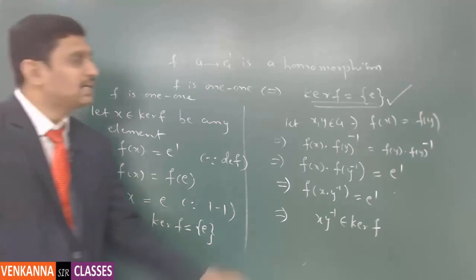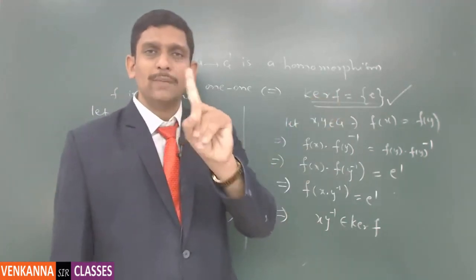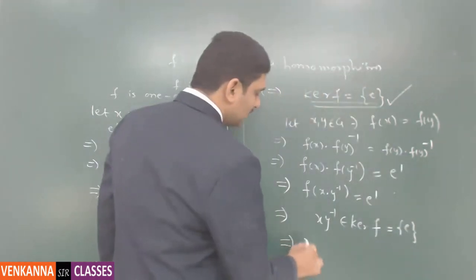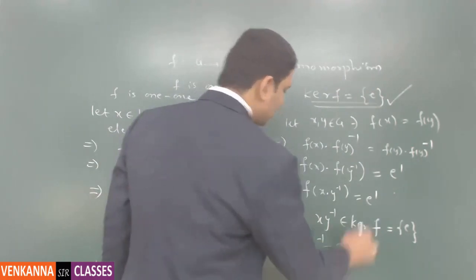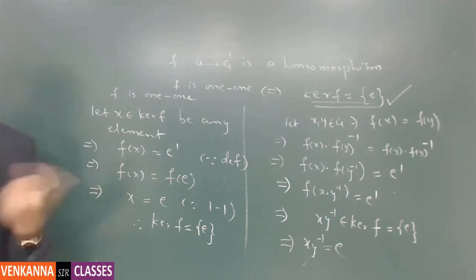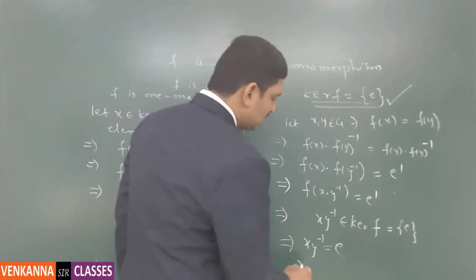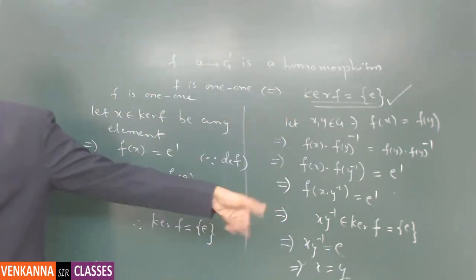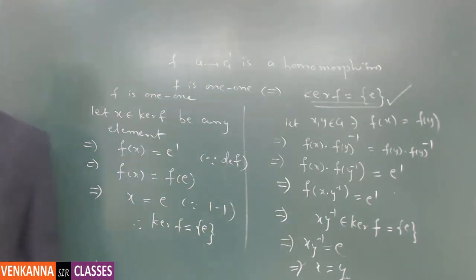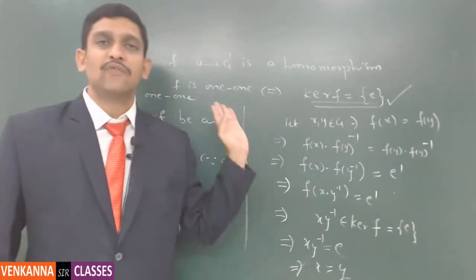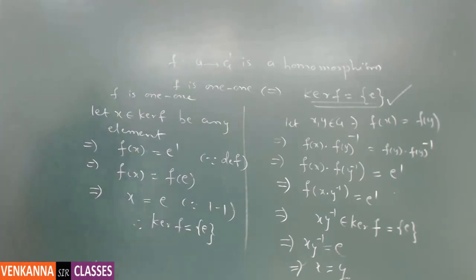As we have considered that kernel f has only one element, from this you can say x y inverse is equal to that element e. You have no other option because the set has only one element. So multiplying both sides with y, you get x equal to y. Therefore, I have taken that images are equal and proved that elements are equal. Therefore, f is a 1-1 function. So please take a note of that.